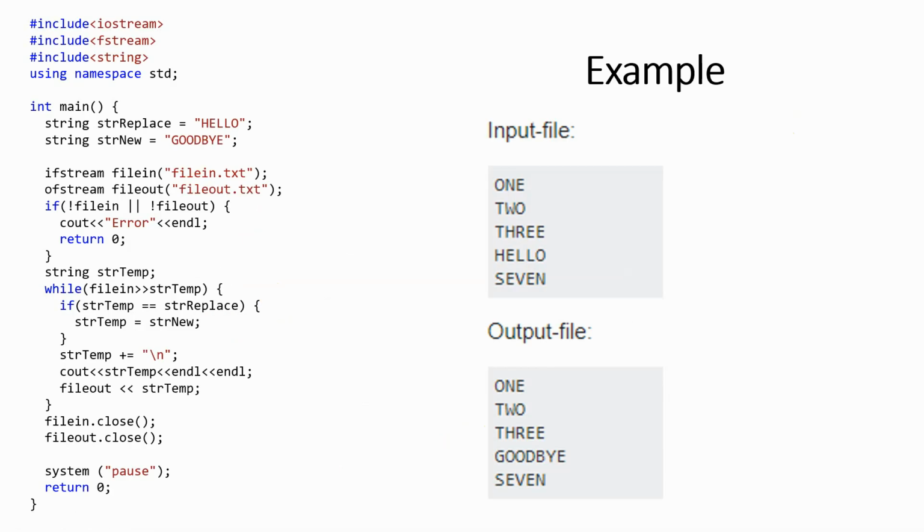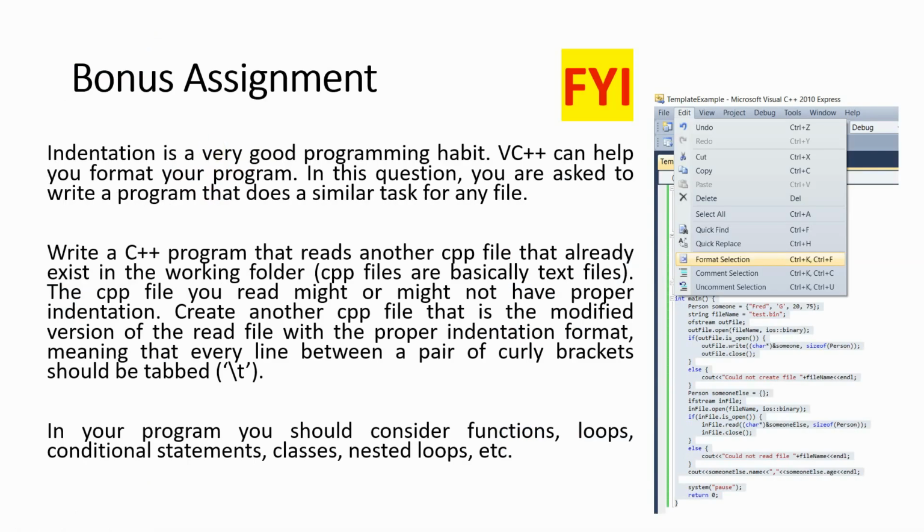The last example reads from a file and writes onto another file. We make sure that both of the files were open, and as long as there is something to be read, we read from it and write it onto the other one. I think it also replaces hello with goodbye. So if the string that you read is hello, it's going to replace it with goodbye. This is an example that you can check.